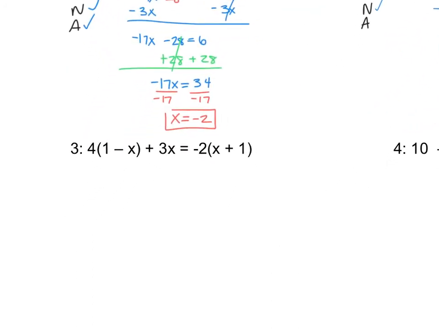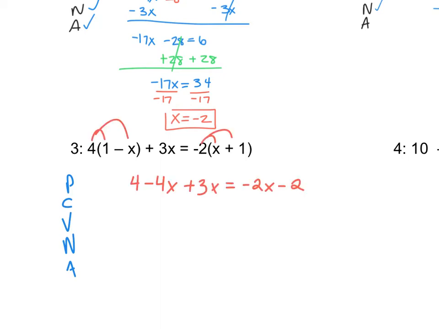Let's go on to number 3. What I'm going to ask is that you actually do the distribution for this one by yourself. So when we do our setup, we have our PCVNA. We have to ask ourselves, do we have parentheses? And we do. So this is where I'm going to ask that you do your distribution by yourself and compare with what I have. When you did your distribution, you should have gotten 4 times 1 is 4. 4 times a -1x is -4x. And then I have my plus 3x, and that's equal to -2x minus 2.